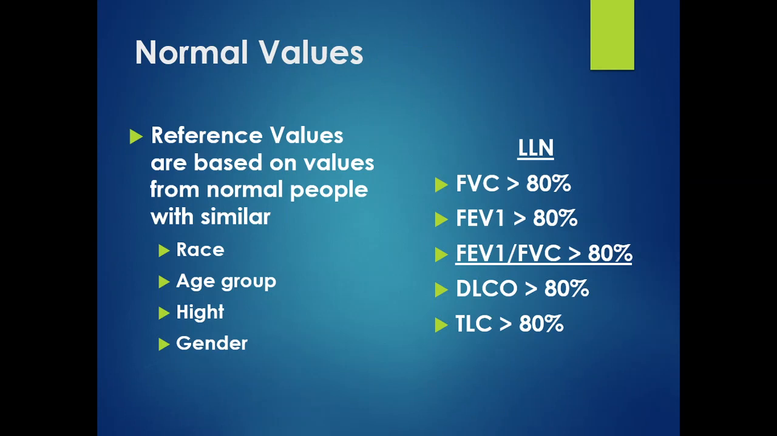The normal values are derived from reference values done on normal people, and these numbers are stored in the computer of the PFT machine. Once you start the test, you enter the patient's race, age, height, and gender, and the machine will generate normal reference numbers for the forced vital capacity, FEV1, and FEV1 FVC ratio. The lower limit of normal for these numbers is around 80%. So the FVC, the FEV1, and the ratio should be more than 80%. The same goes for the DLCO and total lung capacity, which we'll go over.